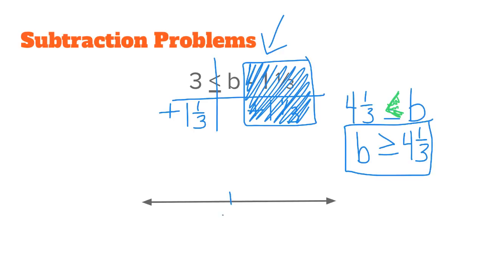So I would put 4 1/3 in the center, a little bigger, a little smaller. And it says that my solution, this 4 1/3, is part of my solution set, so I'm going to fill in my dot. I want everything greater than and including 4 1/3, so I'm going to graph this way.